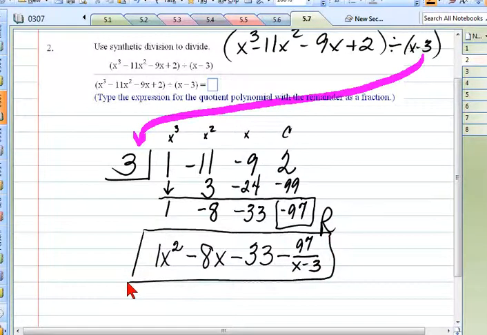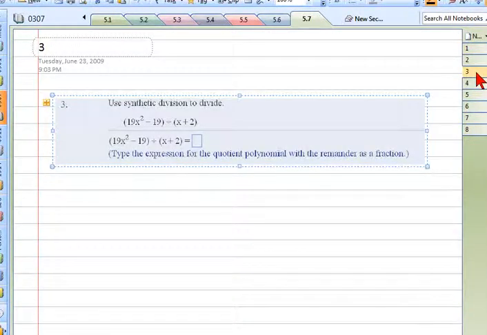Yes, sir. You would multiply everything by 3. Yes. In this problem, when you bring down that first 1, it's 1 times 3, write it down, add. Negative 8 times 3, write it down, add. Negative 33 times 3, write it down, add. Okay? When you get the hang of this, can you see how it's so much easier than long division? Super easier. But there's a lot of steps to remember.